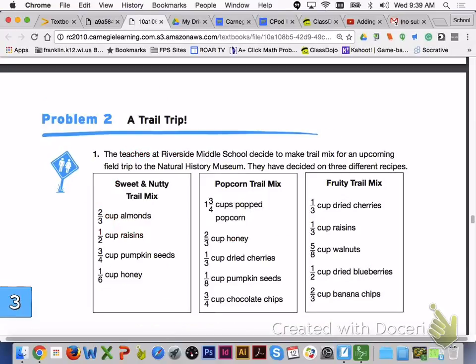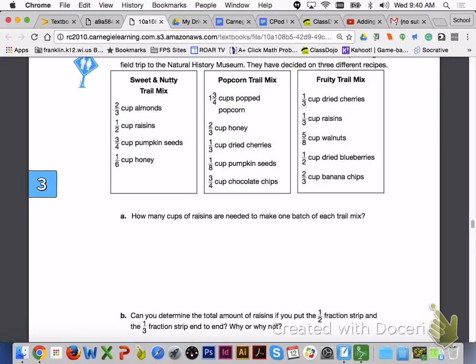Turn to page 170, problem 2, a trail trip. The teachers at Riverside Middle School decide to make trail mix for an upcoming field trip to the Natural History Museum. They have decided on 3 different recipes. Answer letter A and letter B with your group members.